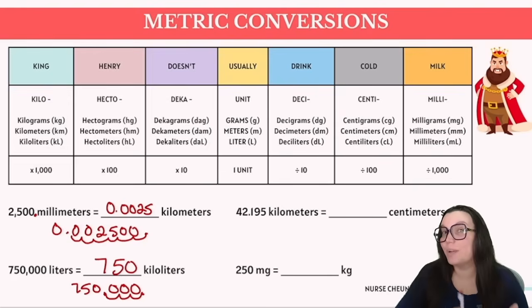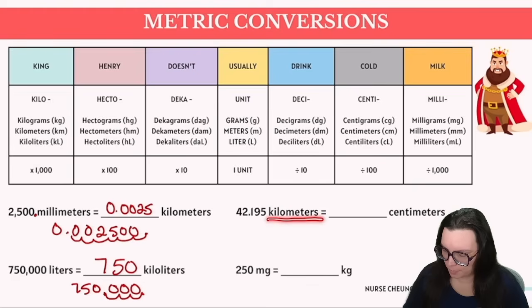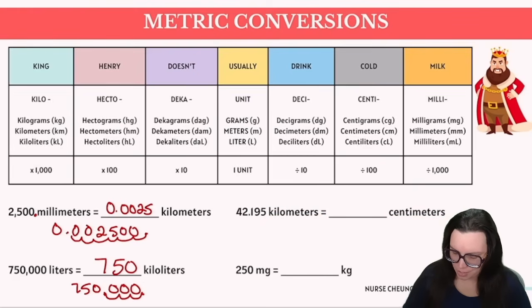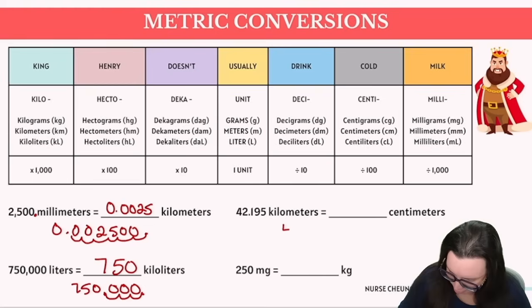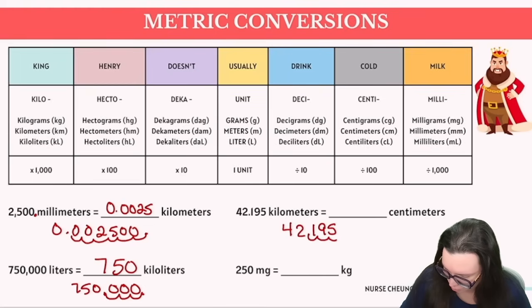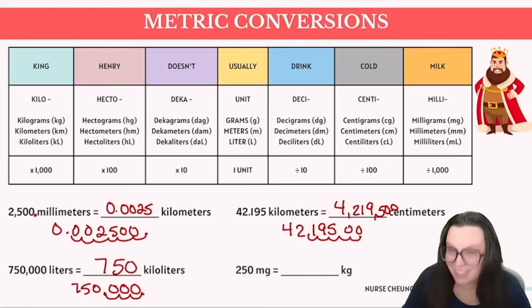So in our next question, we're going in the opposite direction. So we're going from kilometers to centimeters. So we are moving from here all the way down here. So we're going to move our decimal to the right 1, 2, 3, 4, 5 times. So writing out our number, 42.195, we're going to move it to the right 1, 2, 3, 4, 5 times. And that is going to give us our correct answer of 4,200,000 219,500 centimeters.